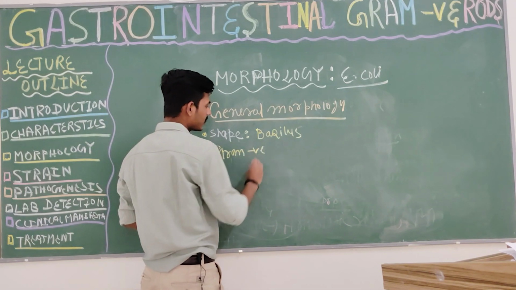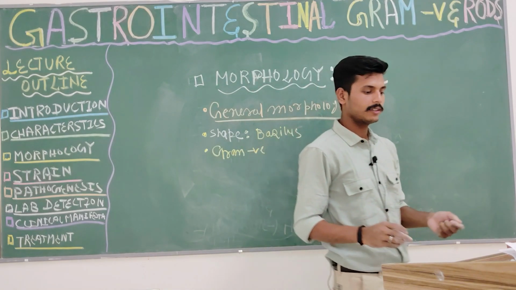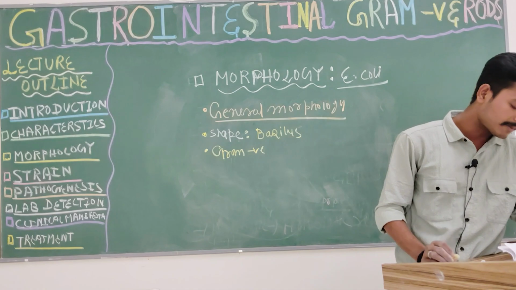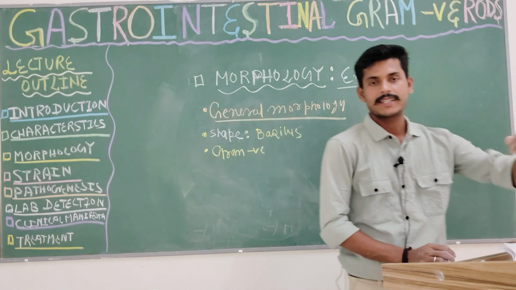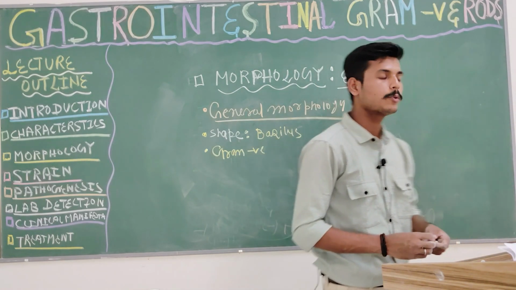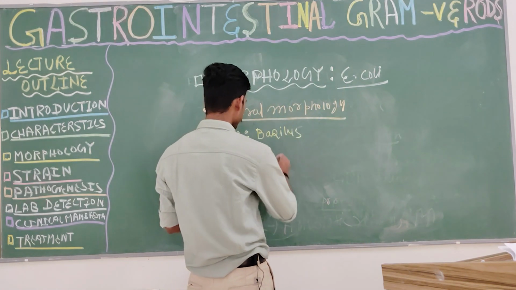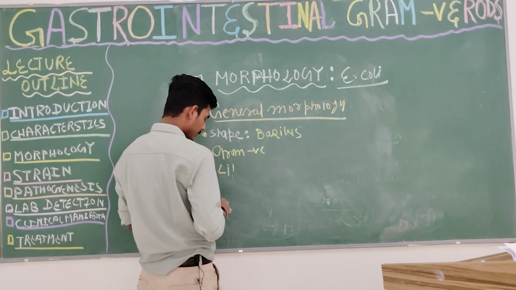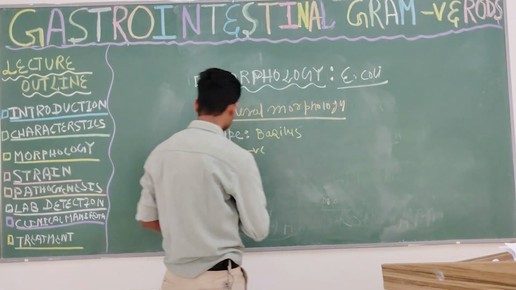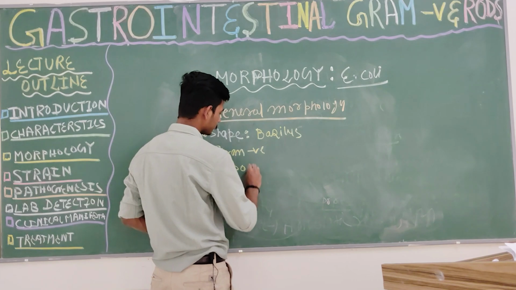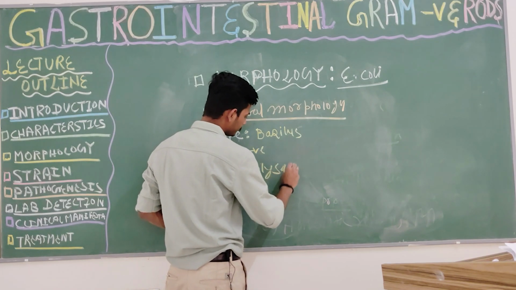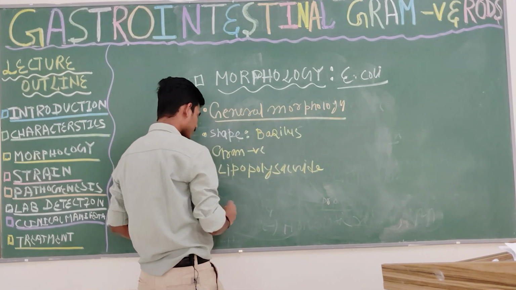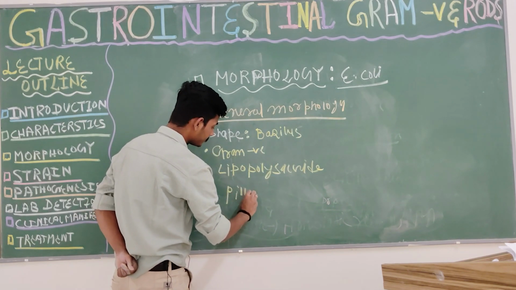Gram-negative means their cell wall is thinner as compared to the others, and their cell wall is made up of lipopolysaccharide. So a lipopolysaccharide layer is there, lipopolysaccharide. Okay, and they possess both pili and fimbriae.